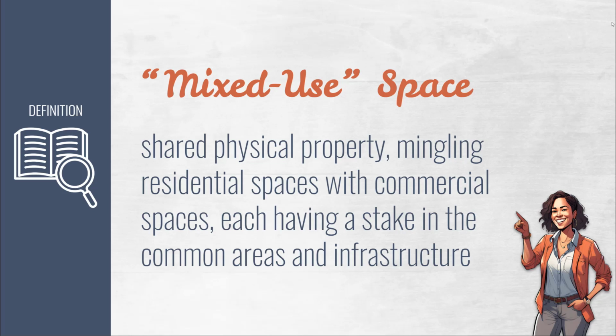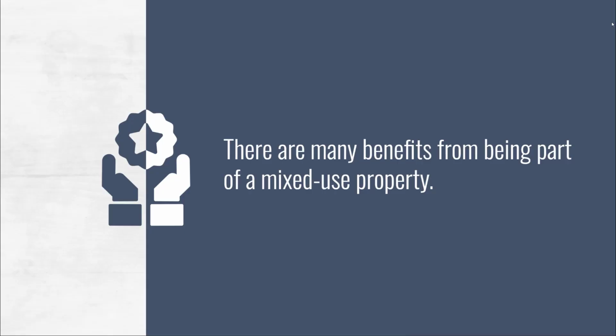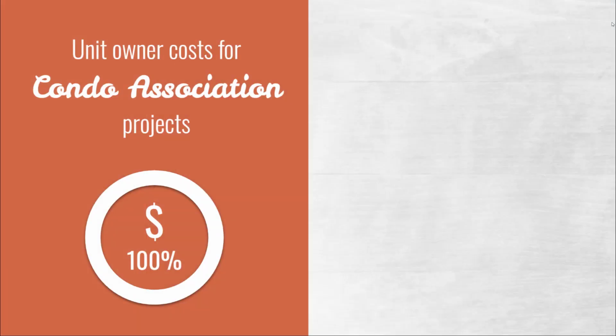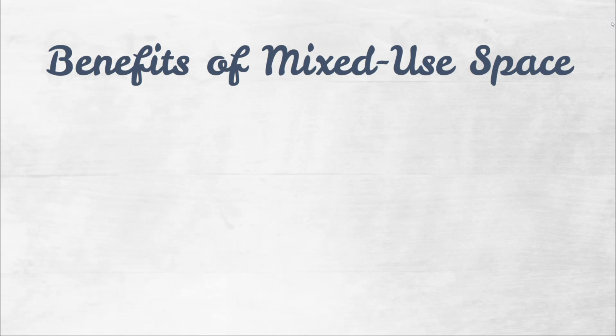At first glance, this mixed-use arrangement might seem as if it is not beneficial for our association, but it actually has some real benefits. First, from a financial standpoint, if our condo association owned 100% of the property, we would be paying 100% of the costs for all projects related to maintaining our building. However, since our association only pays for a portion of capital projects managed by the commercial owner, it results in us, as unit owners, paying less than the full price for large building projects. In other words, one of the benefits of a mixed-use space is that it reduces our overall cost burden.